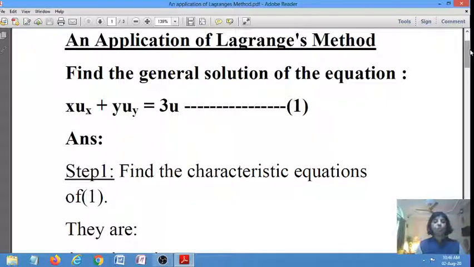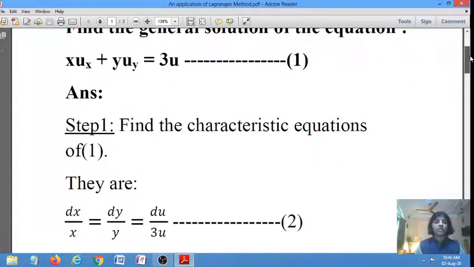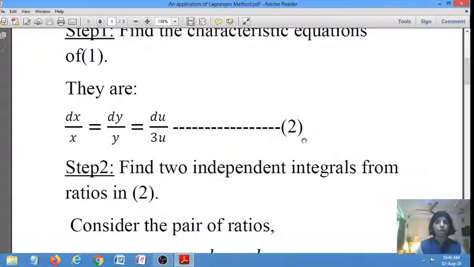Now the first step of the method is that you have to find the characteristic equations of equation 1, and the characteristic equations are the ratios as explained in part 1 of Lagrange's method. They are the ratios dx by the coefficient of u_x, which is x in this case, is equal to dy by the coefficient of u_y, which is y in this case, is equal to du by whatever you have on the right hand side of the given equation, which is 3u in this case. So these characteristic equations I'm marking as 2, you can see.